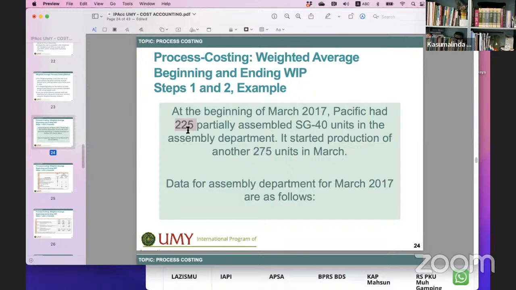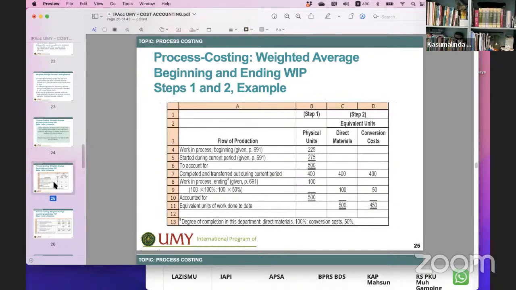So this is the beginning work in process. And 275 is the new units started during March. This one we call units started during March. So the data for the assembly department for March 2017 are as follows. So you are given this information.